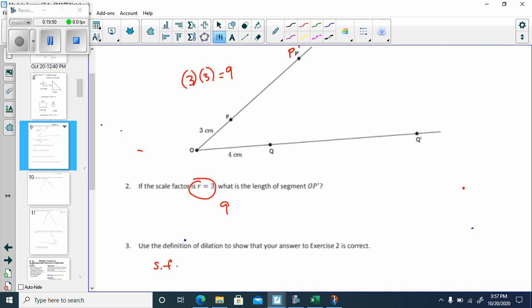Scale factor is equal to the length of the image side over the length of the pre-image side. So in this case, our scale factor was 3. Let's plug these things in, substitute where we can. We're looking for the image. Our pre-image is 3. We can cross multiply, and x is equal to 9. 3 times 3 is 9.